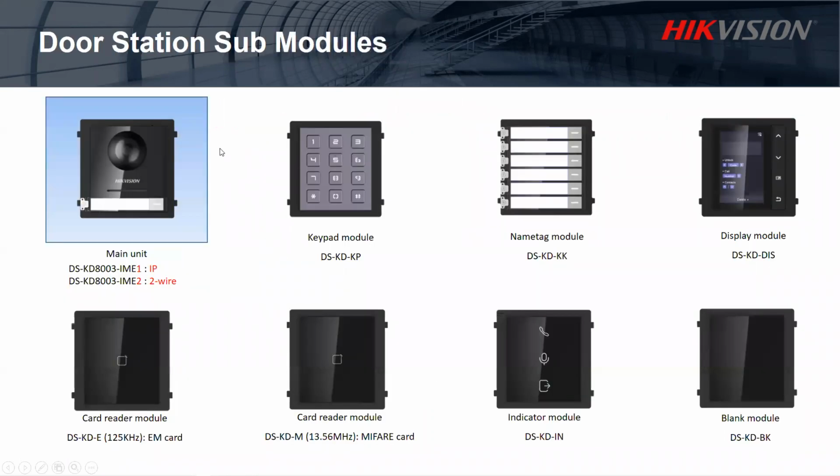All right, so here I'm going to introduce on this page all the sub-modules which we have in our market. As you can see, the first or the main module for the intercom which you need to purchase is the door station, this one in blue. And here is the model number of it. If you find that it's E1, that means it's IP, which has an RJ45 slot on the back. If it is IME2, then it has the two-wire interface on the back.